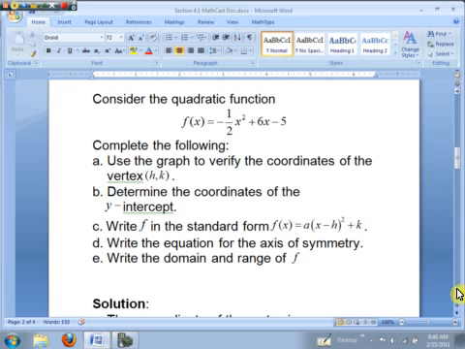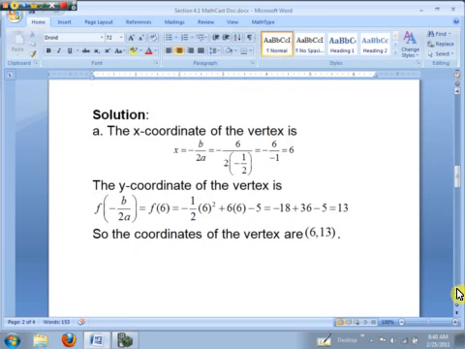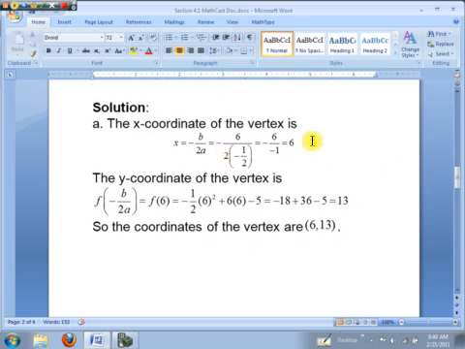Now we know that the x-coordinate of the vertex is in the form minus b over 2a. B is the linear coefficient, a is the quadratic coefficient, so in that case 6 is our linear coefficient, negative 1/2 is the quadratic coefficient. If we simplify the denominator, we have 2 times negative 1/2 to get negative 1. So we have negative 6 divided by negative 1 to get 6. That's the x-coordinate of the vertex.